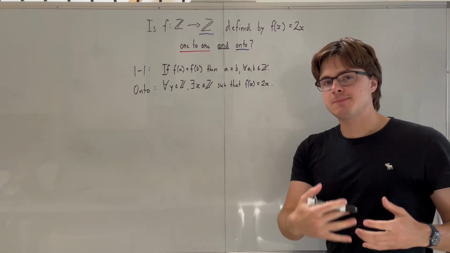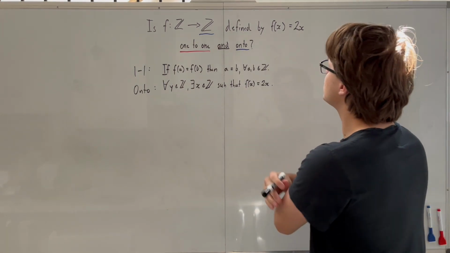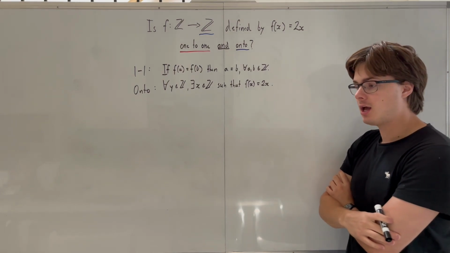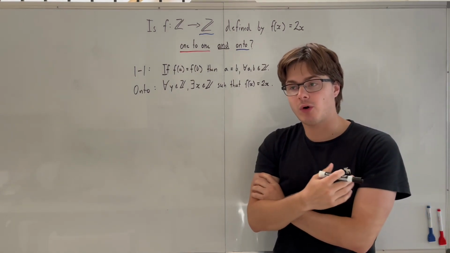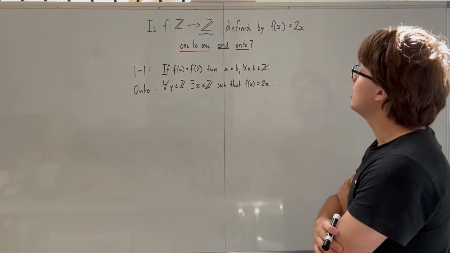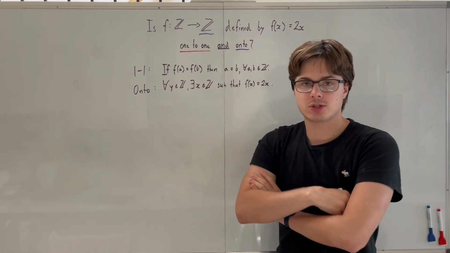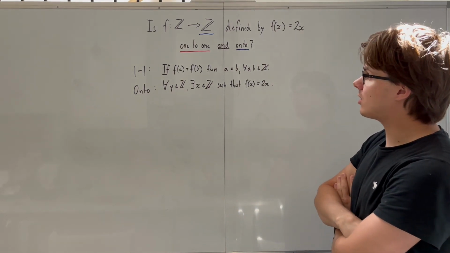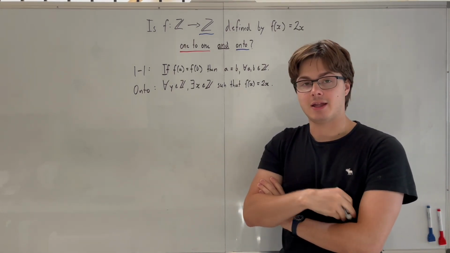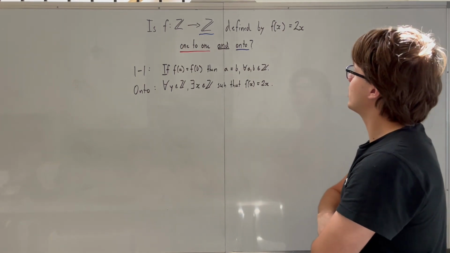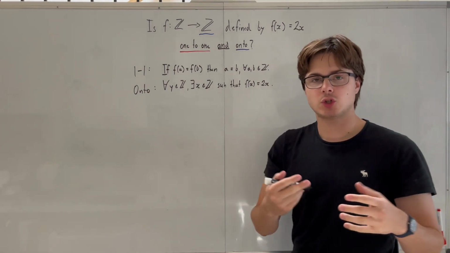Now, I'm already suspicious of this claim, because what does 2 times x look like? It looks like our definition for what an even number is. So this makes me think that it can't be possible we get all the integers, which is what our codomain is, because all the integers includes evens and odd numbers. So I don't think we can get odd numbers, but let me go ahead and show you what I mean.